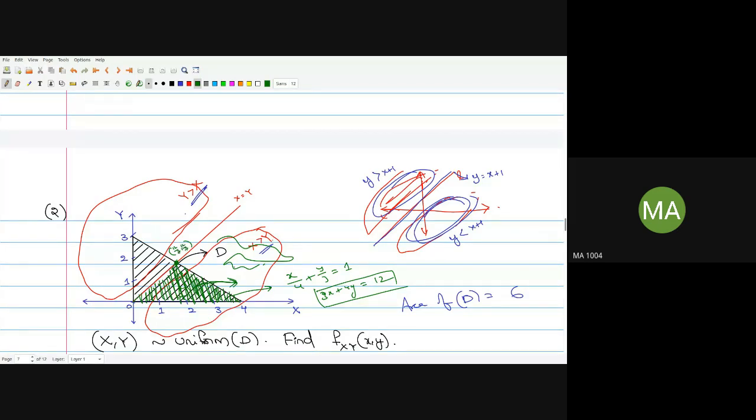So from here the base is 4 and the height is 12 by 7. It is a perpendicular from the origin. If I draw a perpendicular, the y coordinate will be the height, and the y coordinate is 12 by 7. So the area of this region will be half into 12 by 7 into 4, so this will be 24 by 7. 24 by 7 is this region's area.